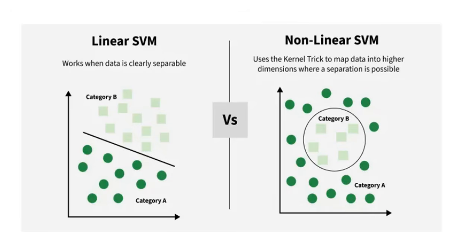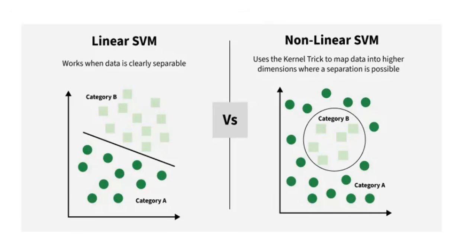But what happens when the data cannot be separated using a straight line? That is where non-linear SVM and the kernel trick become important. So let us understand both concepts using a simple diagram. Let's first look at the linear SVM shown on the left side.